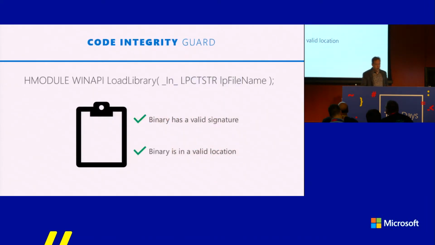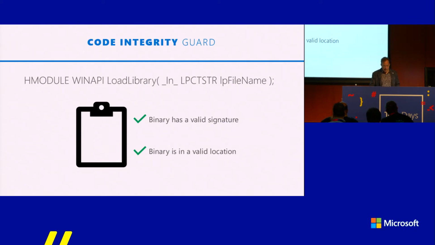The next protection, code integrity guard. What this just validates is that if I'm going to load a library, it has a valid signature and it's a valid location. So if you're loading something off of the internet, we'll block that from happening. We'll block anything that is not digitally signed. That is a trend that you will notice more and more. If your applications that you're taking in are not digitally signed, it's going to get harder and harder to apply security constraints against those.